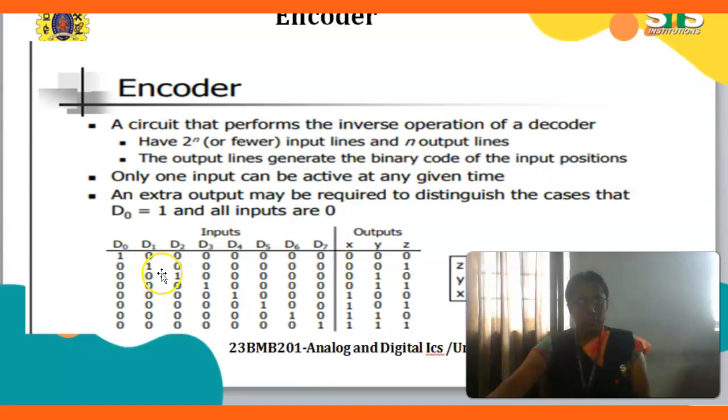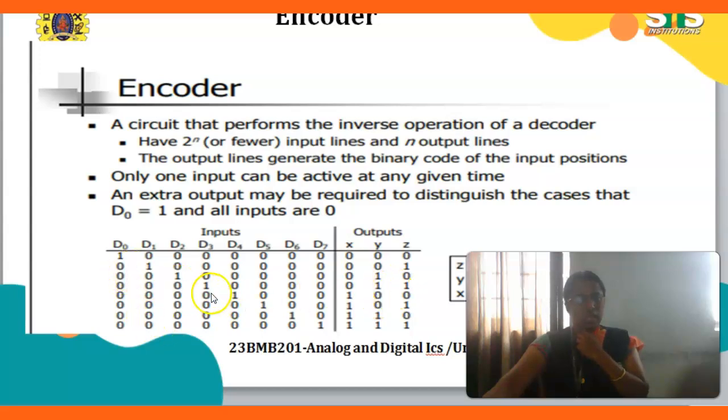And the next is D2. If the input is D2, the output is 0, 1, 0. That is the 421 code, which represents 0, 1, 0. If the input D3 is 1, we get the output 0, 1, 1. That is 4 plus 2 plus 1, where 2 plus 1 is 3.